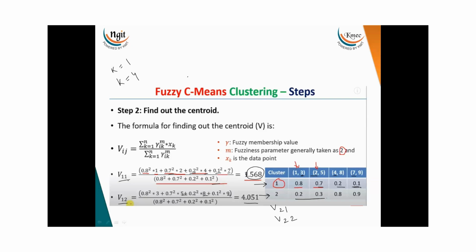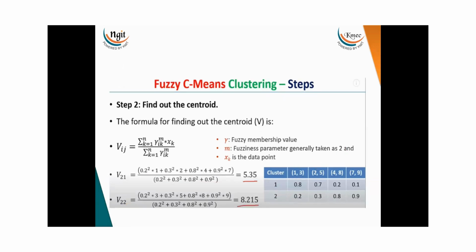Here we are going to consider these values now, because I am talking about the second cluster, and I have to find for this as well as for this. So we have to find V21 as well as V22. When we repeat the same steps and put all these values in, you will get the results 5.35 and 8.215. So we found four values, V11, V12, V21 and V22, which are nothing but the centroids.